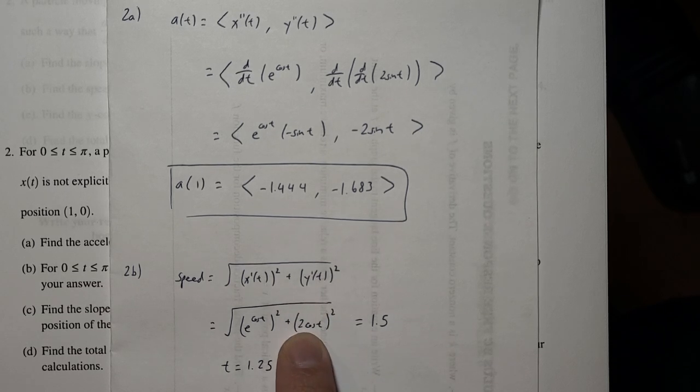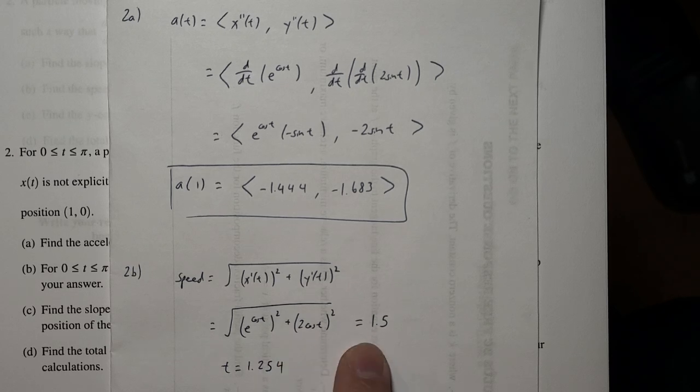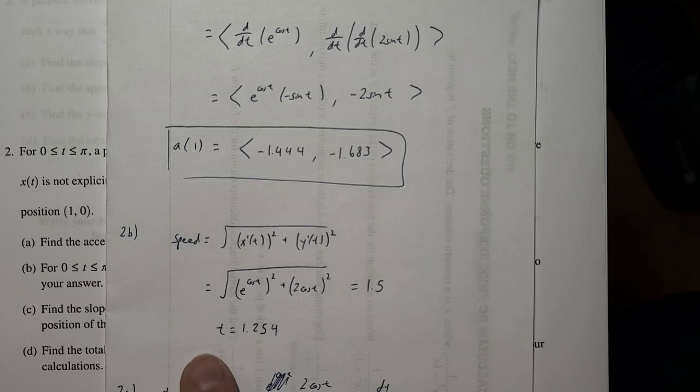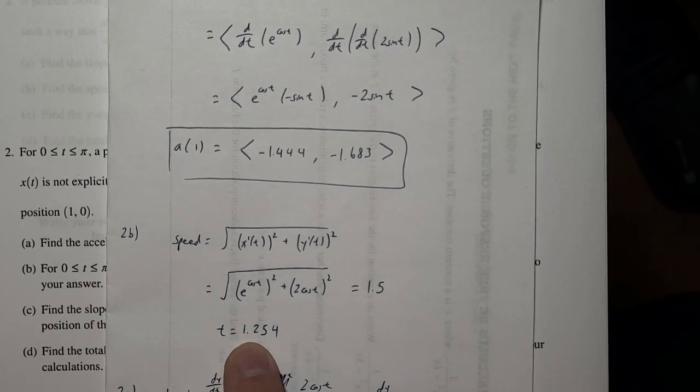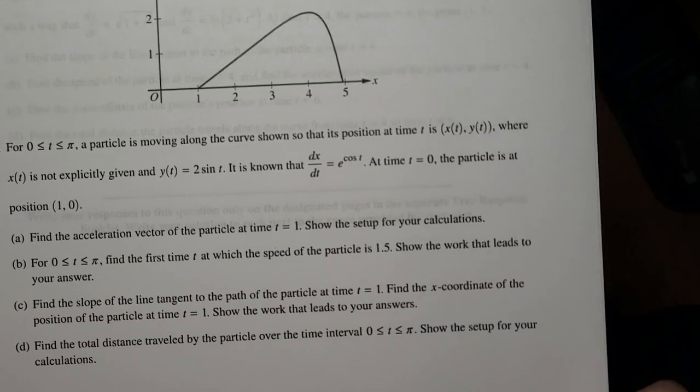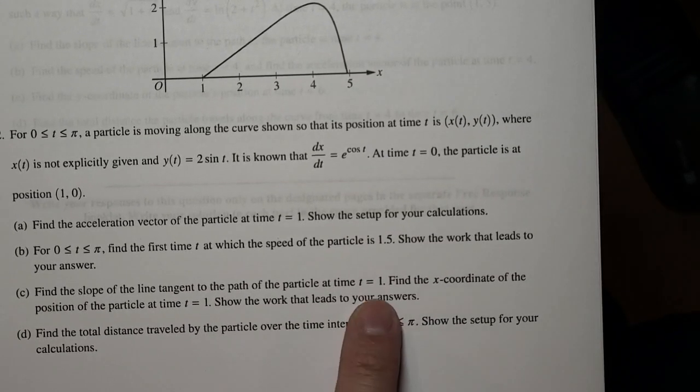So right there, you set this as one equation in the calculator, and set this as another equation. Find the points of intersection. That's one way to go about it. Or you can use the equation solver. That also works. You'll find that t is 1.254. Okay, find the slope of the tangent line at t equals 1.